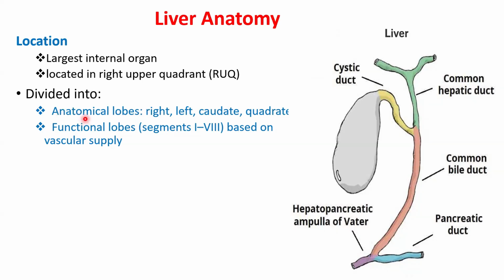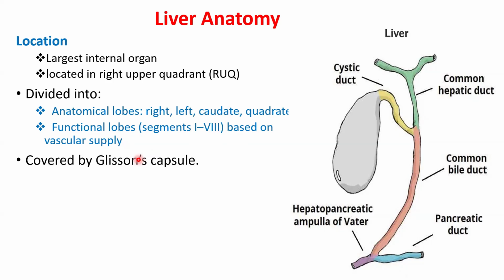Then we have the functional lobes. Remember, the liver is divided into anatomical lobes and functional lobes. Anatomical lobes is what we saw, the right and the left, just by the structure. But now we have functional lobes, where the liver is divided into eight segments, from segment number one to segment number eight, based on vascular supply.